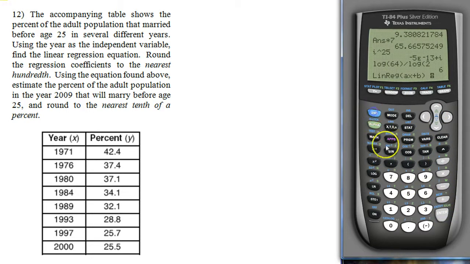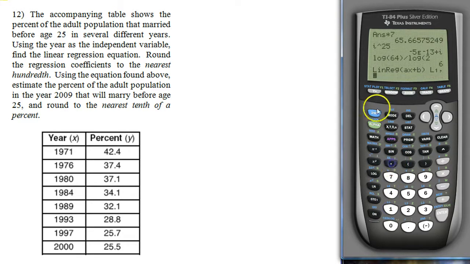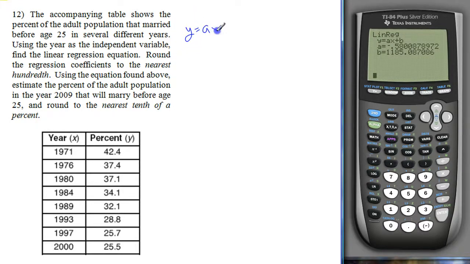And I'm going to tell it to use L1, L2. If you actually just hit enter, it would work for 1 and 2. But what happens is sometimes people delete a list, so you have to be able to modify it. And to show the work, I would write this all down. So A is really our slope, so negative 0.580087.